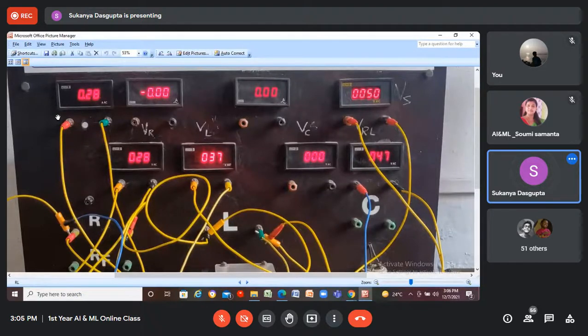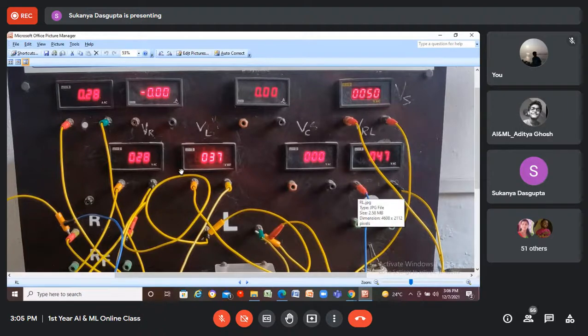Okay. So again, I'm repeating: Vs 50 volt, Is 0.28 ampere, VR 28 volt, VL 37 volt, and VRL, the voltage across the coil, 47 volt. Done? Ma'am, can you repeat the last two readings? VL 37 volt, VRL 47 volt. Okay, ma'am. Thank you.